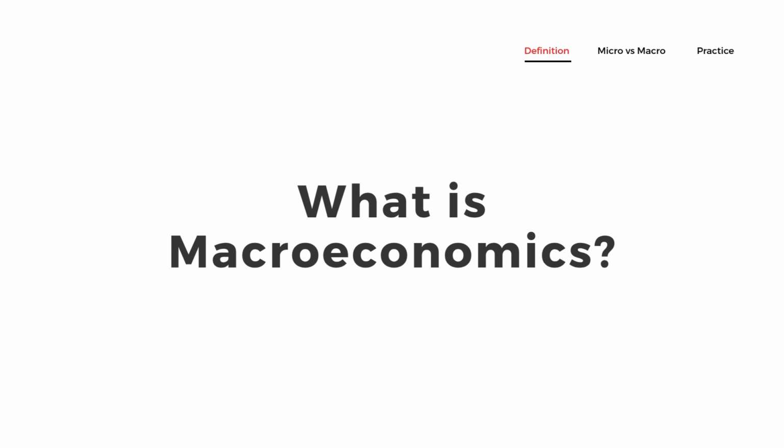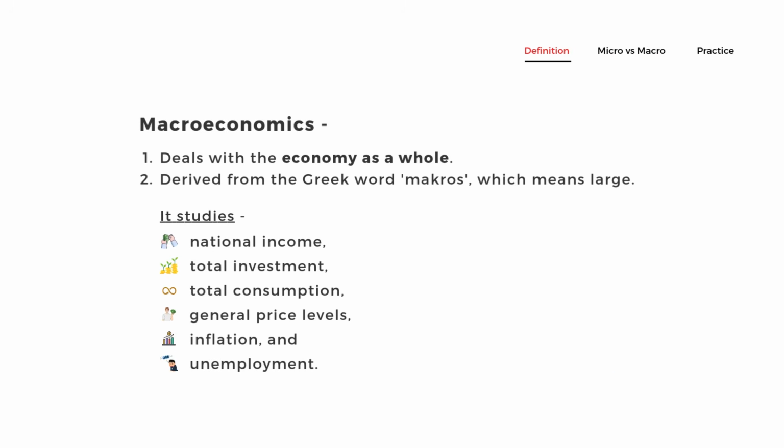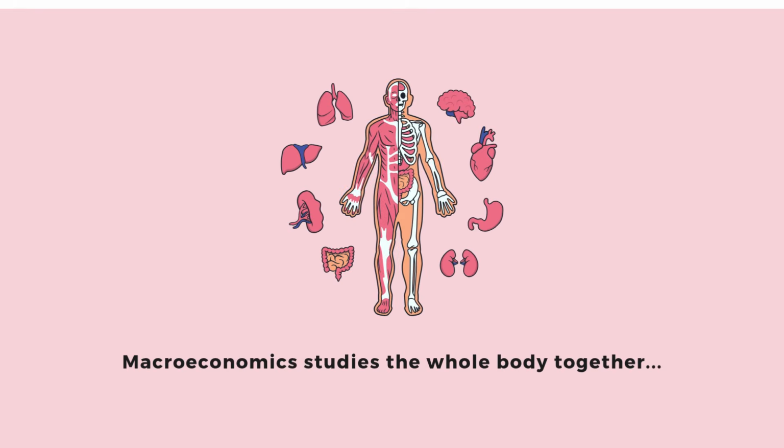So what exactly is macroeconomics? Macroeconomics is the branch of economics that deals with the economy as a whole. The word macro comes from the Greek word makros, which means large. It studies aggregates and averages like national income, total investment, total consumption, general price levels, inflation, and unemployment in the entire economy.